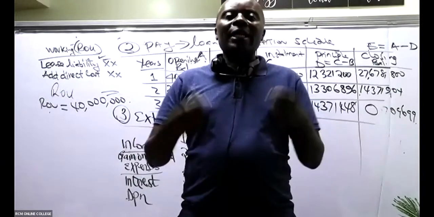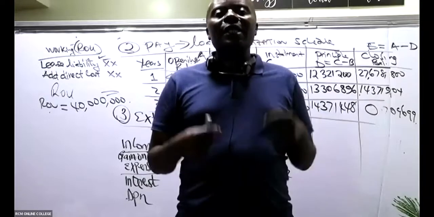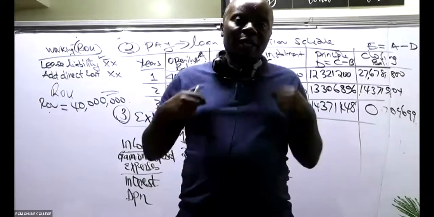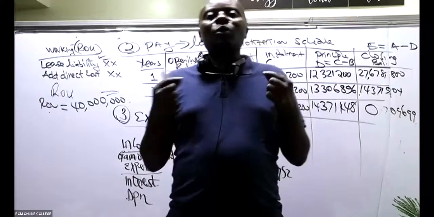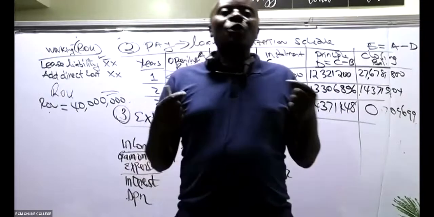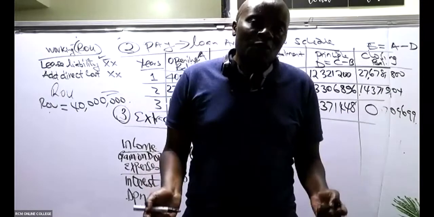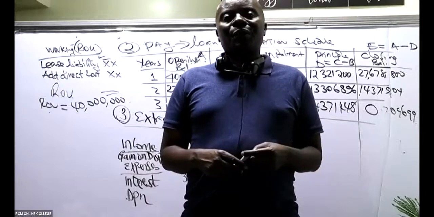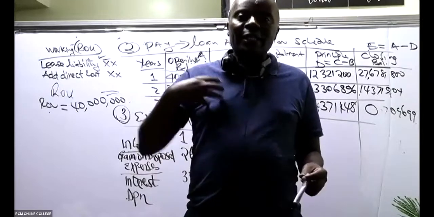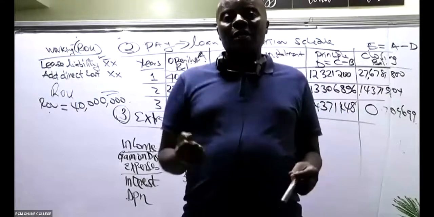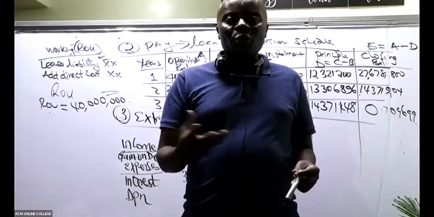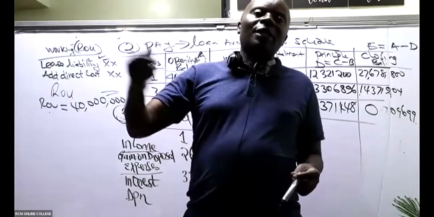Because the moment Stanbank House has given us the right of using their space, we as the lessees shall be able to draw income from students. Students shall be able to pay us fees. So here we have an asset that you're able to control. And because you're able to control it, the students don't pay the landlord, they pay us.